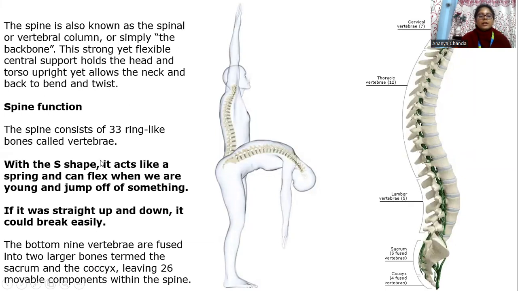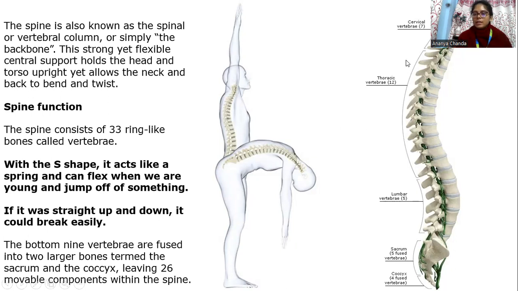So the spine function is, it is an S-shaped structure and it acts like a spring and can flex when we are young and jump off something. So this spine actually helps in the jumping mechanism. It also holds the body in a straight up or down position, and it can easily be broken if any injury or accident occurs.